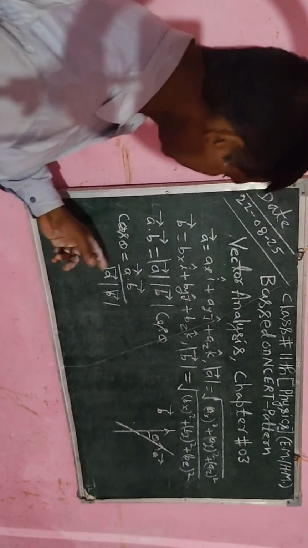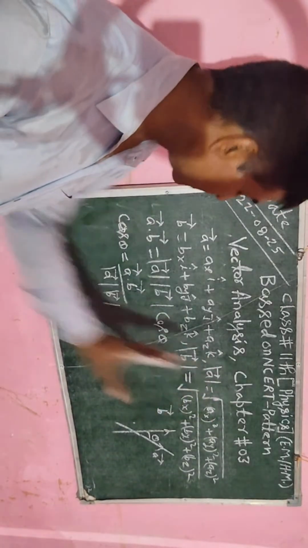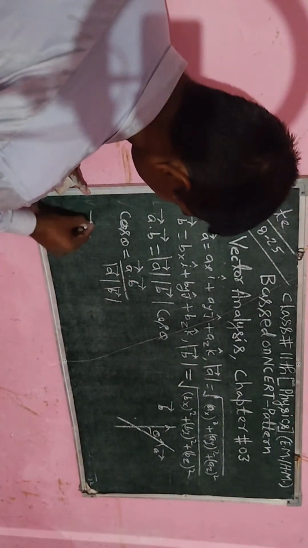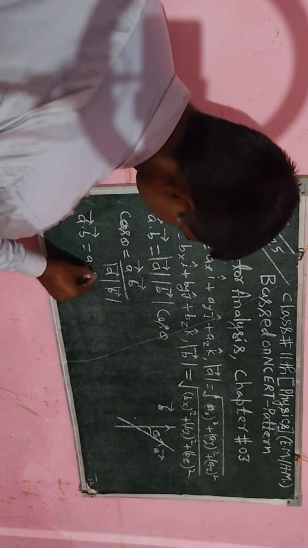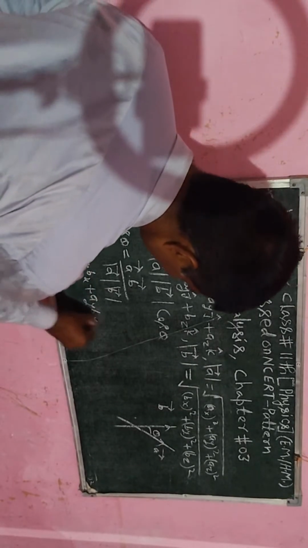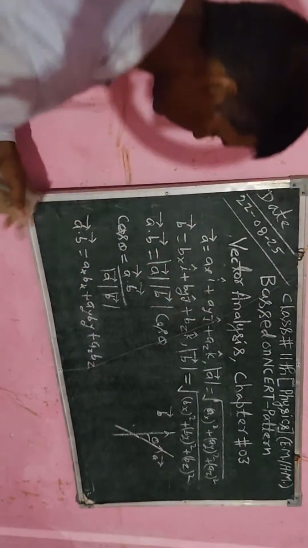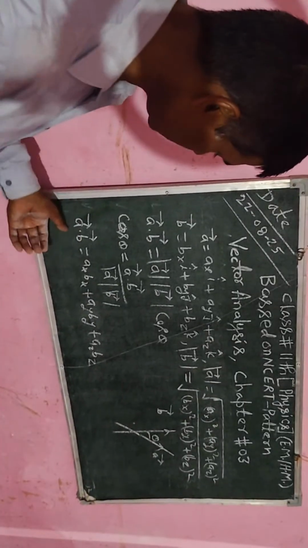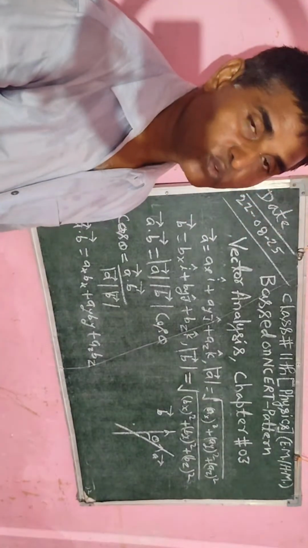So we have got the value of the magnitude of vector A and the magnitude of vector B here. Now we have to find the value of A dot B, that is vector A dot vector B, which is equal to Ax Bx plus Ay By plus Az Bz. This is the required concept of vector A dot vector B, which is equal to Ax Bx plus Ay By plus Az Bz.